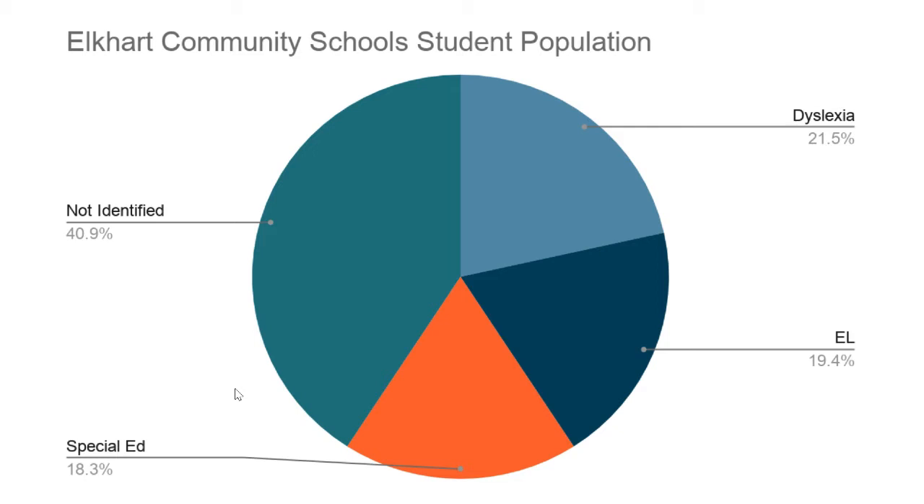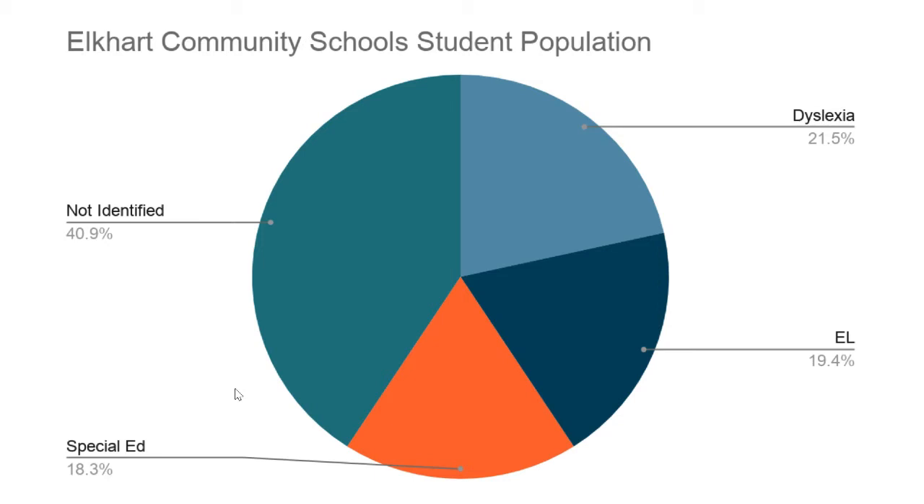Now, the characteristics of students who are identified with dyslexia, EL, special ed, or not identified aren't necessarily hard lines, but this gives us a great visual just to see what our classrooms really look like and how our students can be impacted and benefited by these accessible materials.